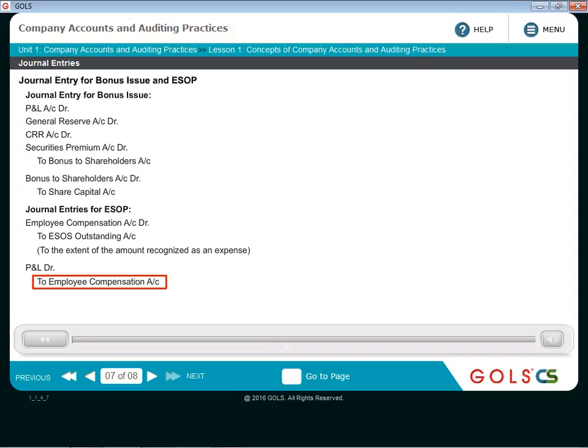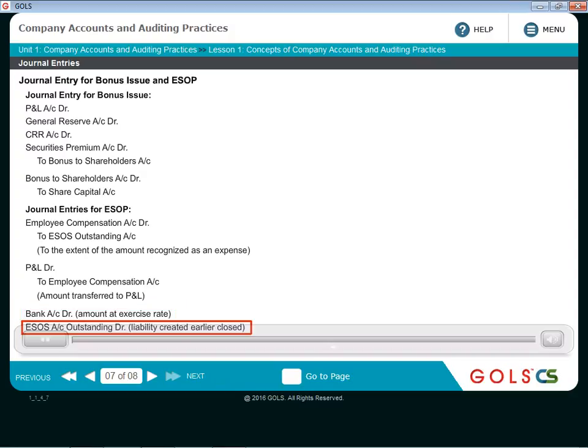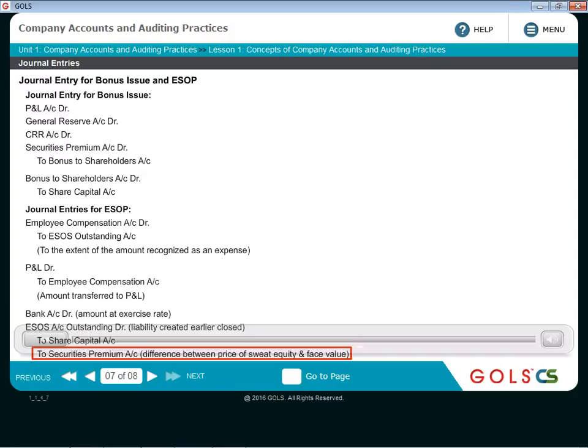Now when the options are actually exercised, at that time the employees or the directors will pay that amount to the company, whatever amount was agreed upon. So bank account debit. In our example earlier, out of 10 rupees, 4 rupees was supposed to be paid by the employees. The remaining 6 rupees will be transferred to employee compensation. So the 4 rupees received by the company will be debited in bank account. Employee stock options outstanding account will be debited now, because now it is no more outstanding. The options are exercised. So the remaining 6 rupees is now debited to share capital account to the extent of the face value, and to securities premium account to the extent of the difference between the price of sweat equity and the face value.